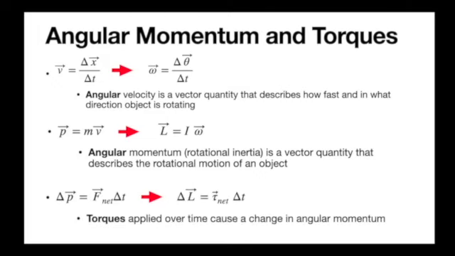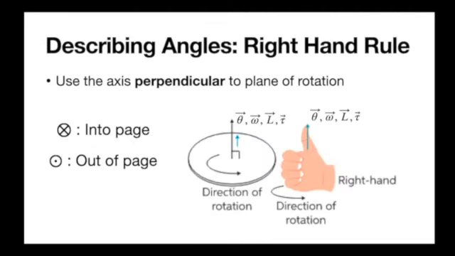Then finally, a change in momentum is brought about by a force over a time. A change in angular momentum is brought about by a net torque over time. So we'll talk about calculating torques, but applying a torque over some time gives us a change in angular momentum.